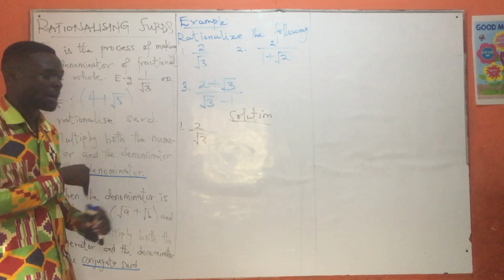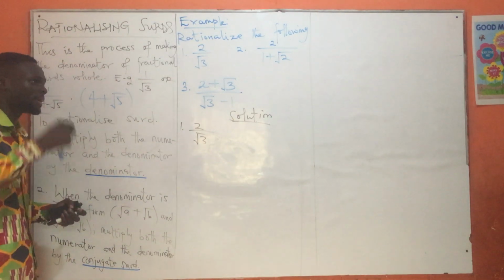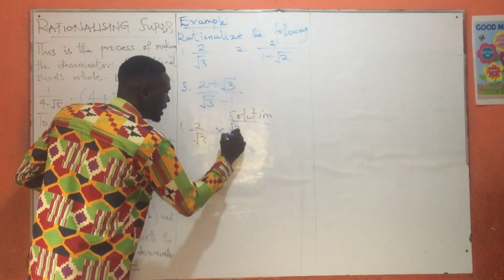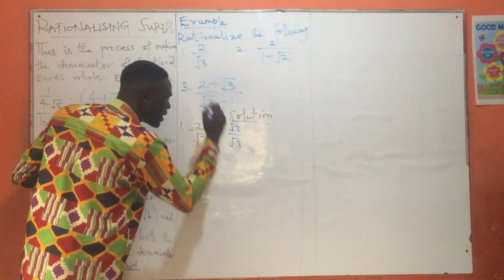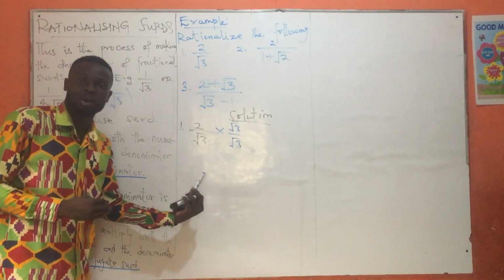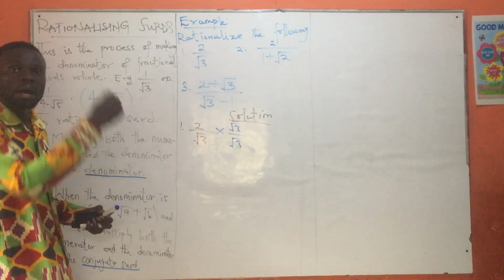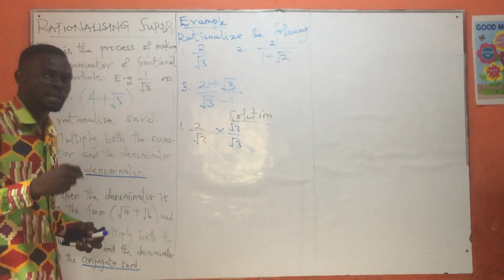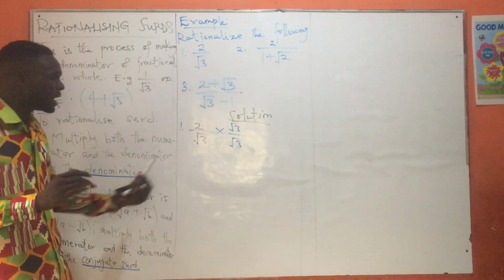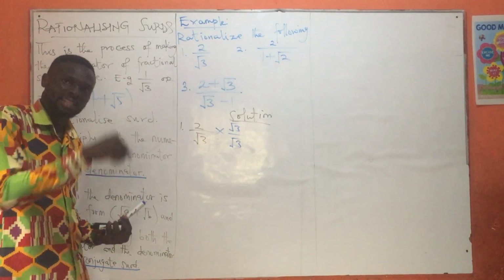And what is the denominator? The denominator is root 3. So we are going to multiply the numerator by root 3, then we also multiply the denominator by root 3. Okay? This type of fractional surd, this is how we rationalize. Multiply the numerator and the denominator by the denominator. So if the denominator is root 5, do justice to that. But the denominator is root 3, not 3, but rather root 3.